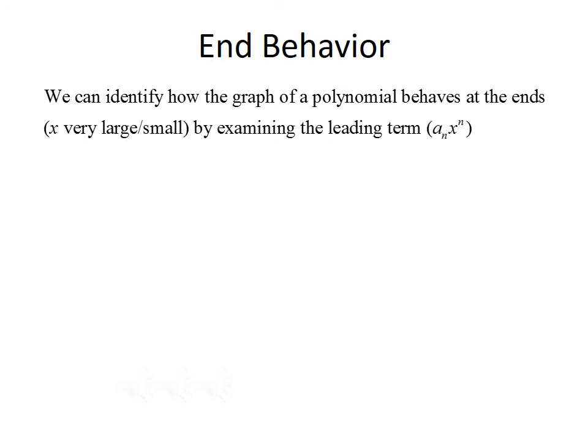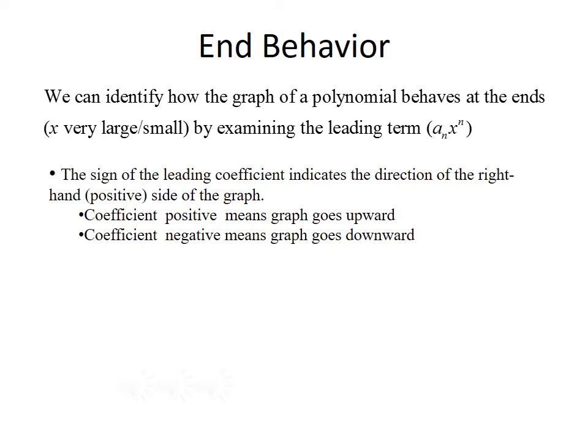Last, we want to talk about the end behavior of the graph. So we can identify how the graph of a polynomial will behave at the ends, where x is very large or x is very small, by examining the leading term of the polynomial, a sub n times x to the n. So there are basically two things we want to look at with this leading term. We want to look at the sign of the leading coefficient, because that indicates the direction of the right-hand or positive side of the graph.